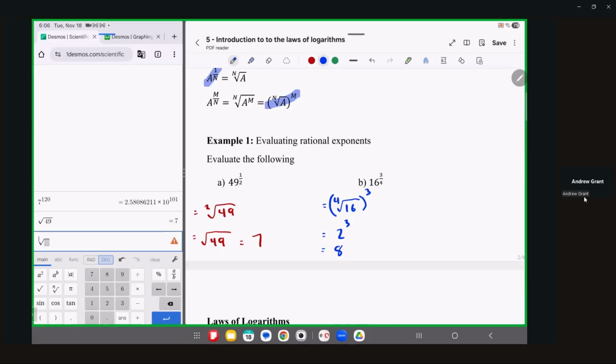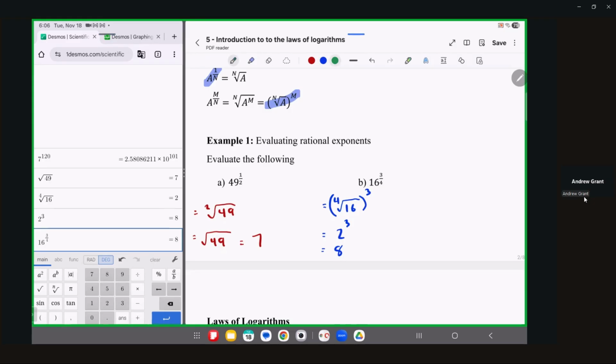So if we do the nth root, so the fourth root of 16, you can see we get 2, and 2 to the power of 3 is equal to 8. Again, I can use the calculator to evaluate just the whole thing, but I wanted to show the process for how this works.